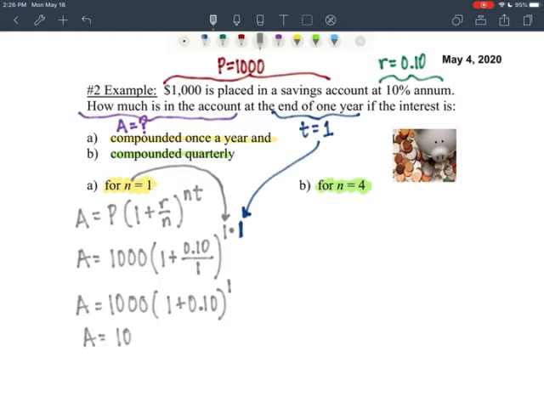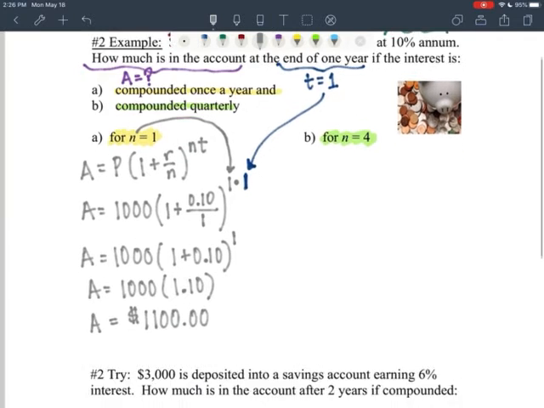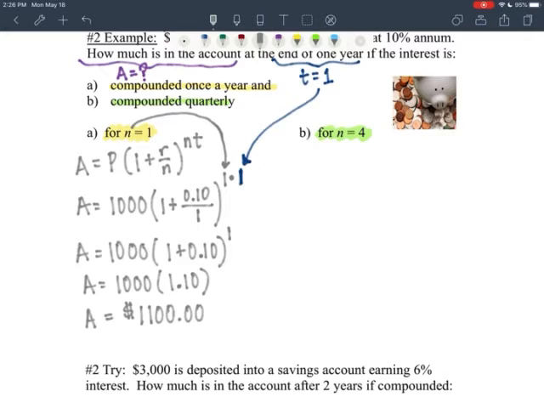So we'll have A equals 1,000 times 1.10. We're going to multiply that out, so go ahead and use your calculators. You should get $1,100.00, an even $1,100. Now money always goes out 2 decimal places. We talked about 3 when it came to the time, but 2 decimals for money always.